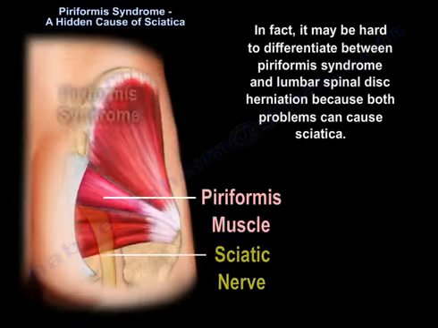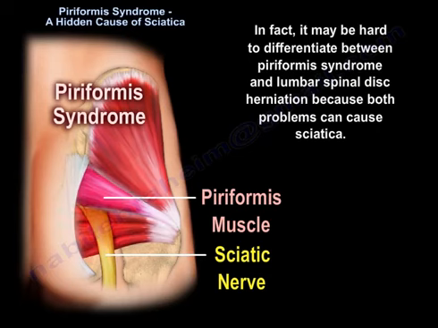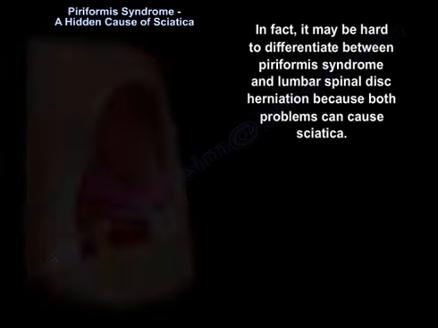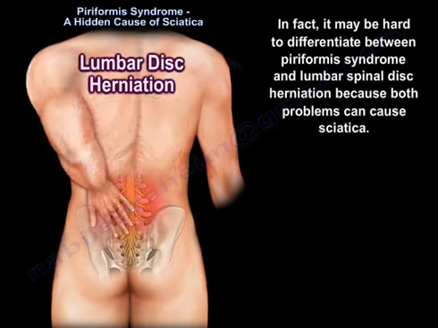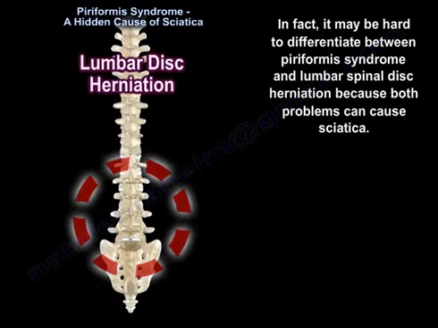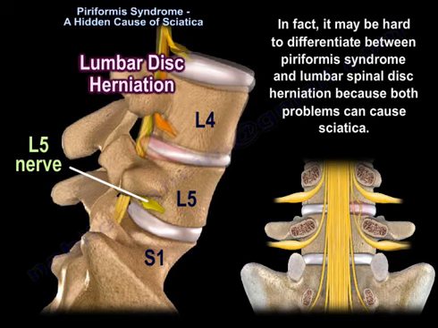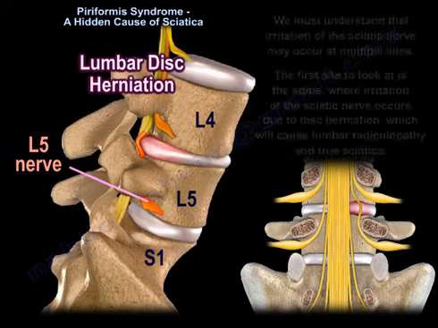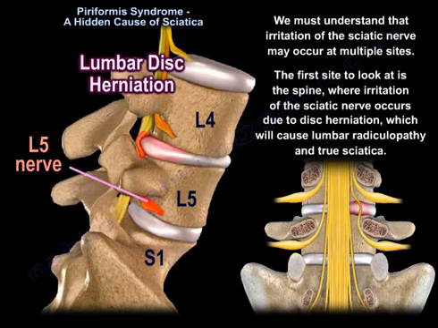In fact, it may be hard to differentiate between piriformis syndrome and lumbar disc herniation because both problems can cause sciatica. We must understand that irritation of the sciatic nerve may occur at multiple sites. And the first site to look at is the spine, where irritation of the sciatic nerve occurs due to disc herniation, which will cause lumbar radiculopathy and true sciatica.